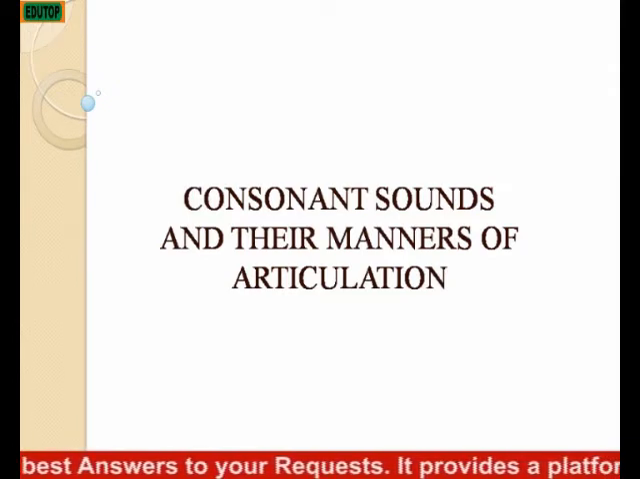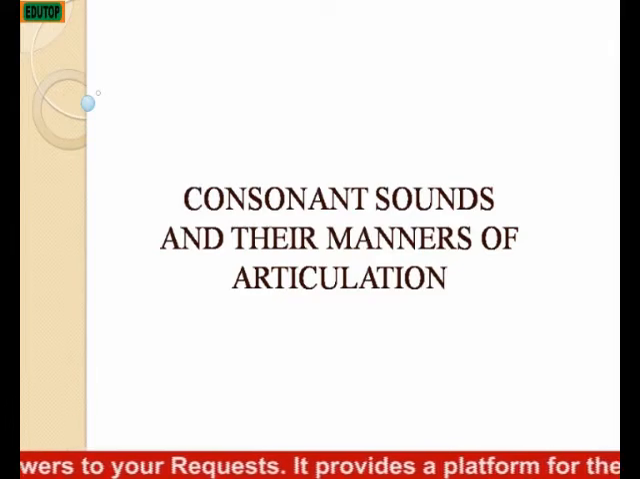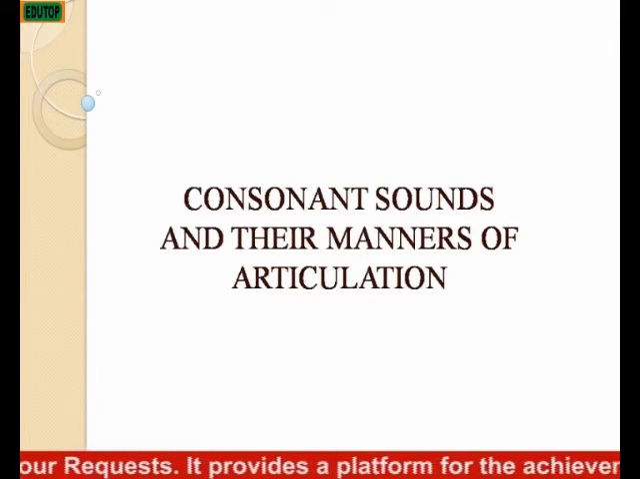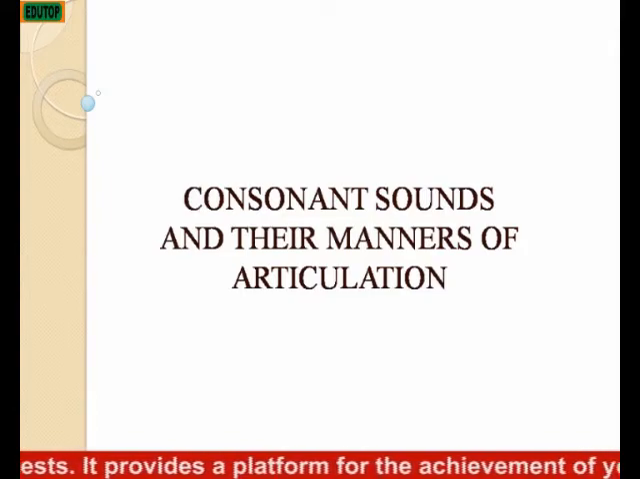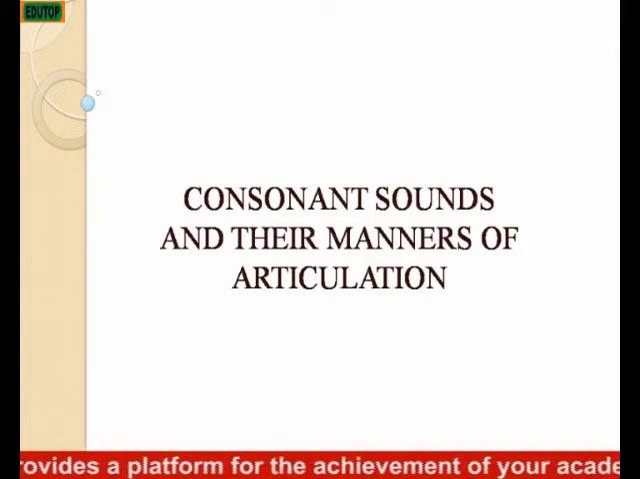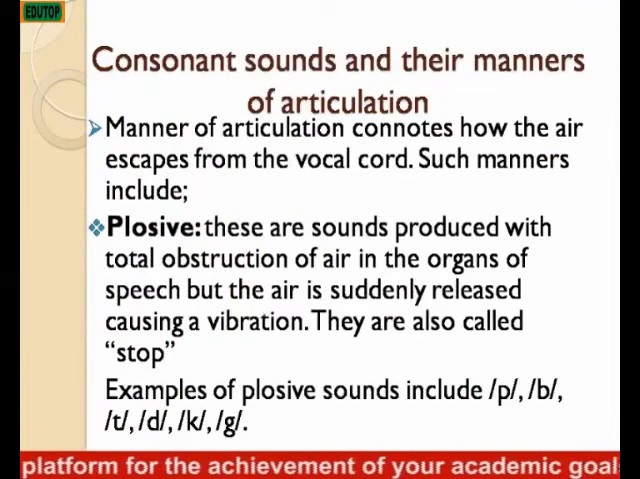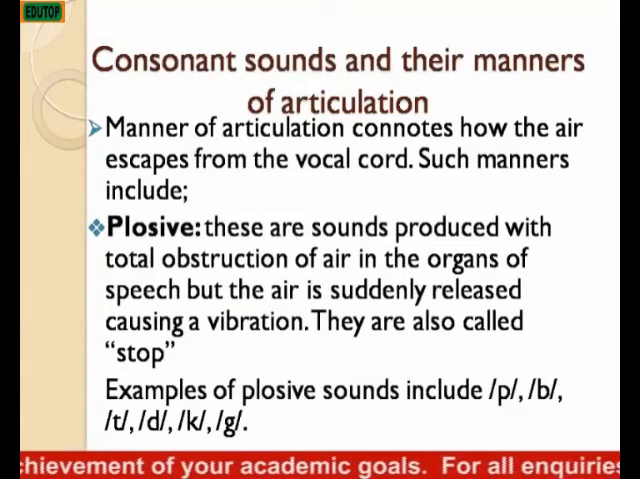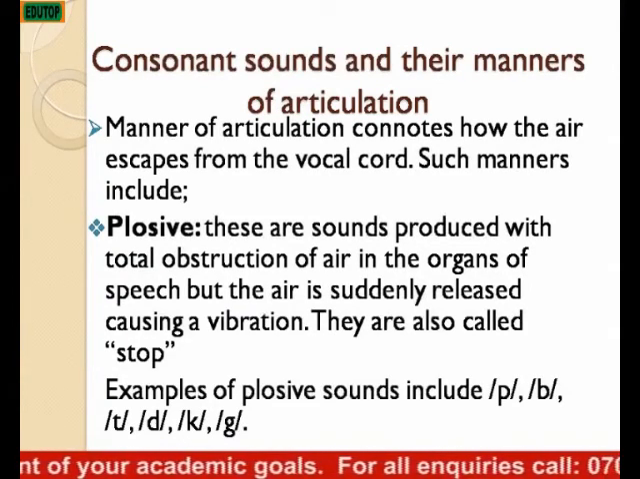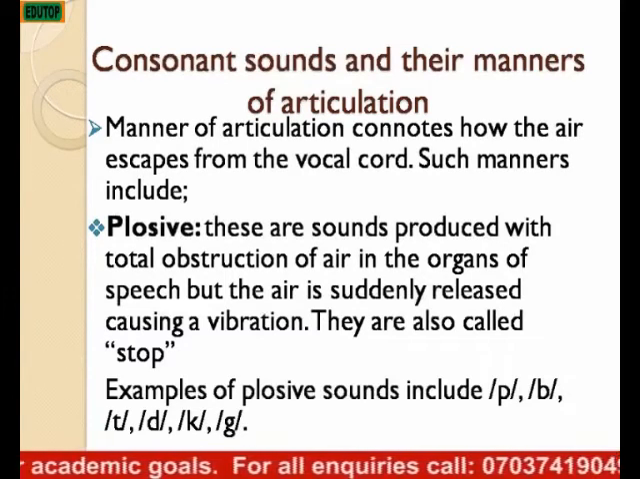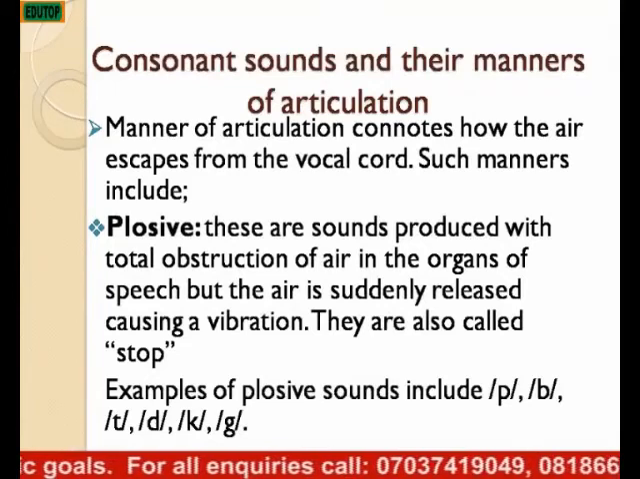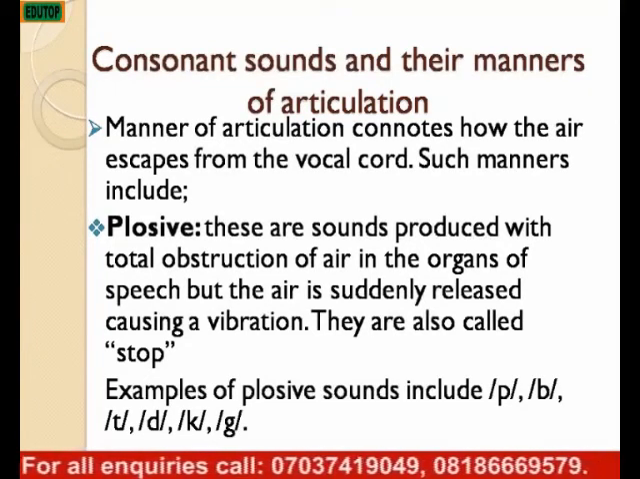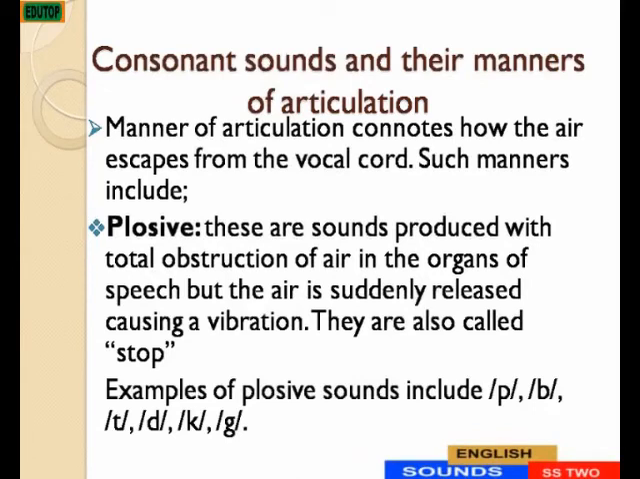Now we are going to be considering consonant sounds and their manners of articulation. That is talking about how we can describe consonant sounds. The first one we'll be considering is the plosive sounds. Plosive sounds are produced when there is total obstruction of air in the organs that are responsible for their production. And when there is obstruction of air, suddenly the air is released, causing a vibration. These sounds are also called stops, and their examples are pa, ba, ta, da, ka, and g.